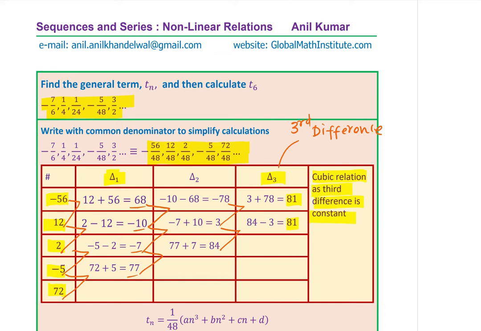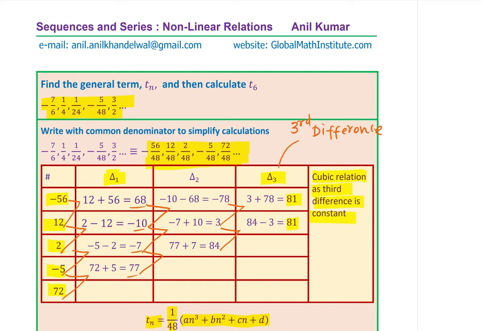This is 81, right? Now, that clearly means that we are looking into a function which is cubic in nature, and therefore we have a general equation, which is an cube plus bn square plus cn plus d, right? So these are the term number, right? N, right? So Tn we have to write as 1 over 48, since we took 48 as the common denominator. So the general term Tn can now be written as 1 over 48 times an cube plus bn square plus cn plus d, right? Where we have a cubic function as expected.